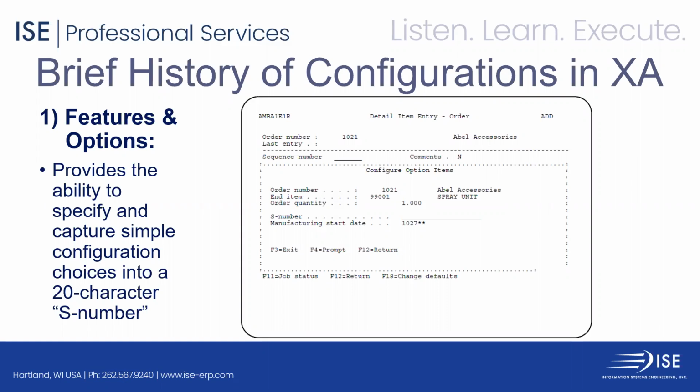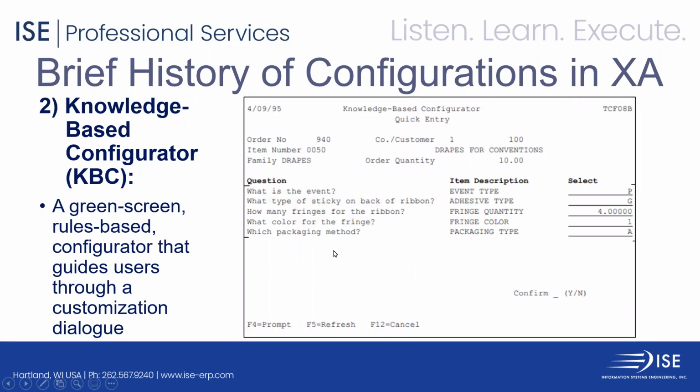And you ended up with a 20-character, what was called an S number, and that S number, of course, is ubiquitous across XA and all the multitude of files, CO line item and MO, master, header, item revision, et cetera, et cetera. So that was features and options. You basically built this 20-character alphanumeric string that represented a collection of user responses for the options to each of the features.